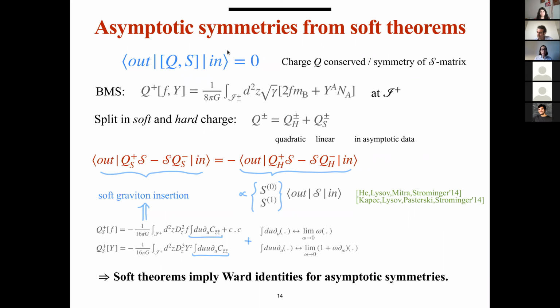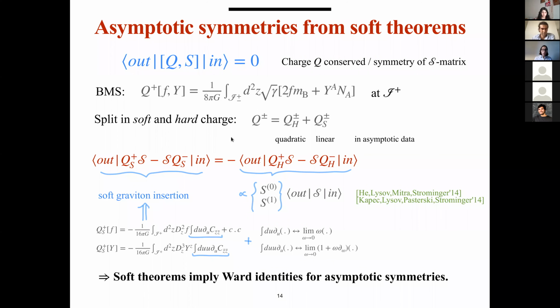So what we have to show is that the commutator of these charges with the S matrix vanishes when sandwiched between in and out states in an S matrix element. The charge for BMS supertranslation and superrotation symmetry is given by this expression that involves the Bondi mass aspect and the angular momentum aspect. And what's convenient here in order to show that BMS is a symmetry of the S matrix is to split the charges into what's called a hard part and a soft part. So the hard part will be quadratic in the asymptotic data, while the soft part will be linear.